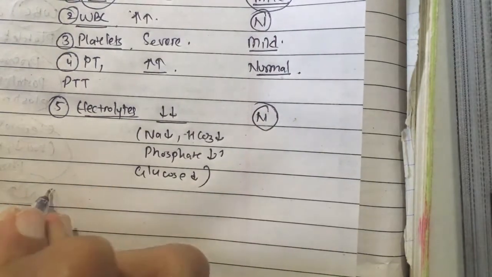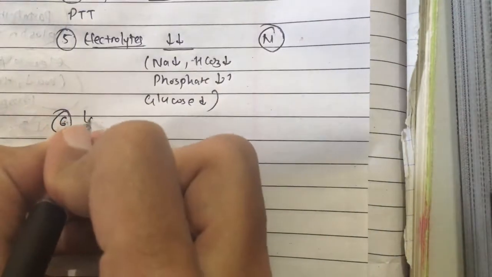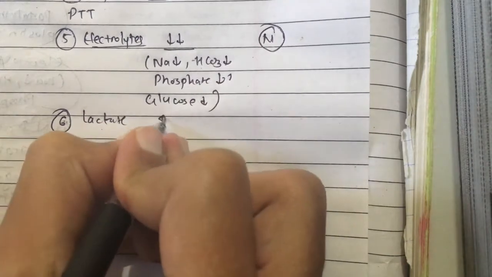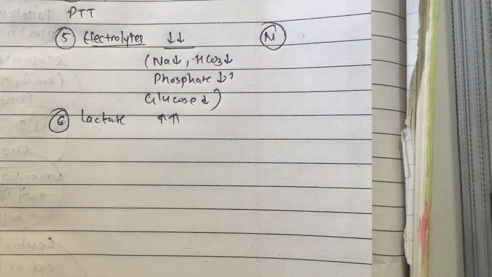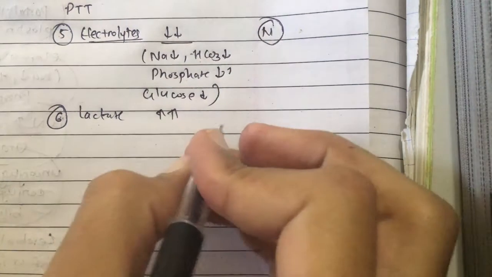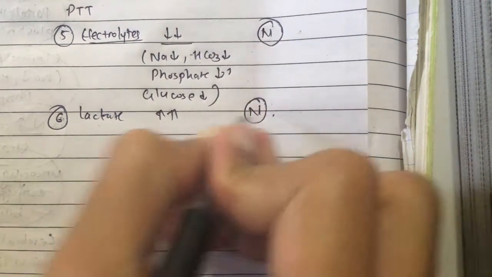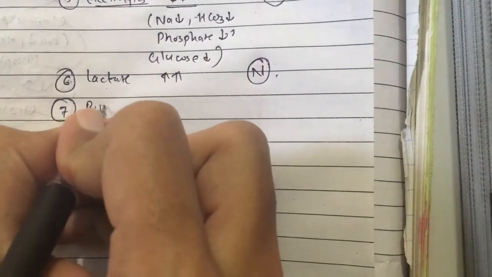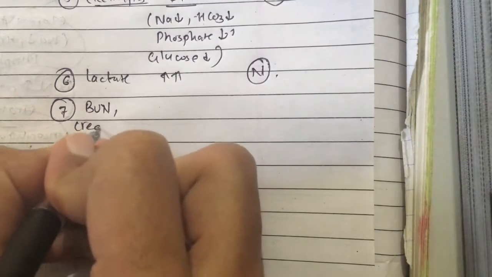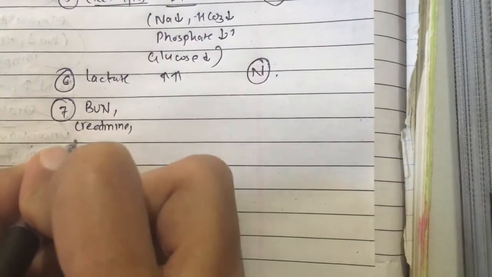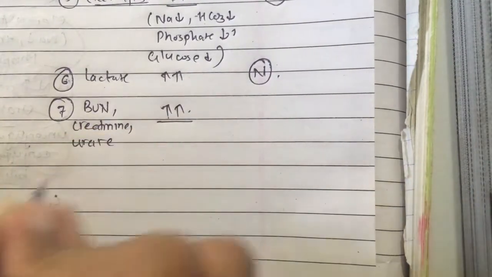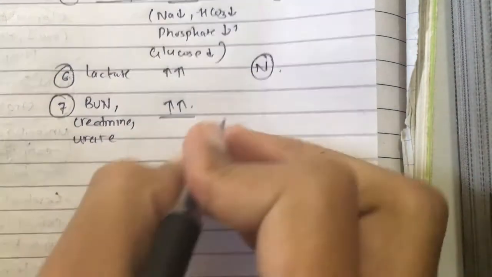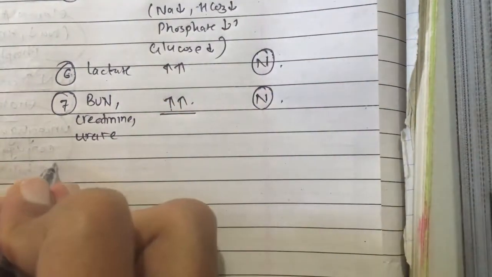So sixth is lactate. Lactate is increased in case of the severe form of malaria due to the anaerobic glycolysis, whereas lactate is normal in case of acute malaria. Blood urea nitrogen, creatinine and urate are also increased in case of severe form of malaria due to the renal dysfunction, whereas they are normal in case of acute malaria.